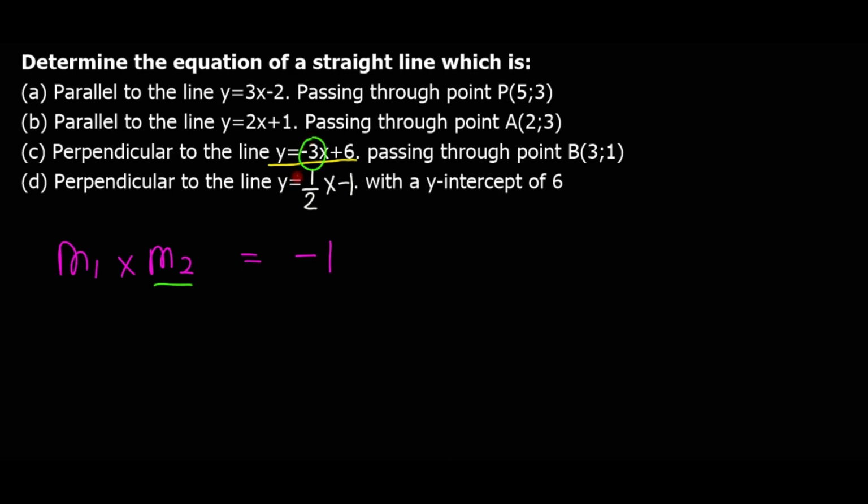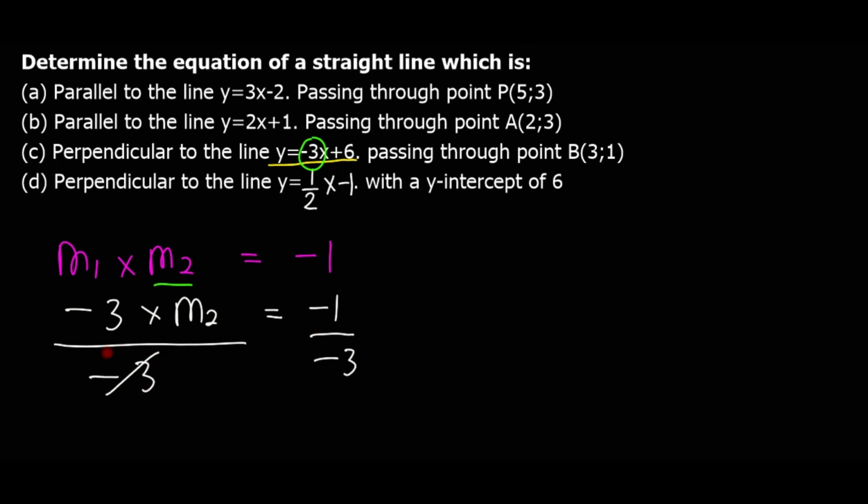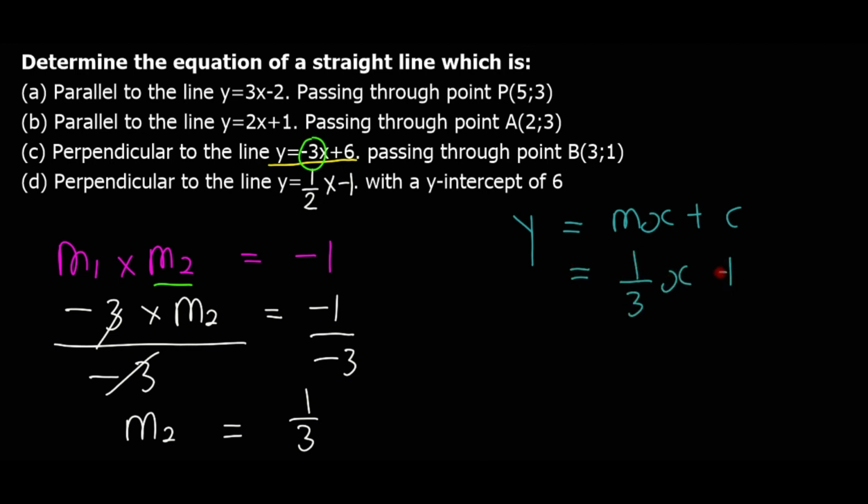They gave us that this one, which is negative 3, is perpendicular to this one. So if this is negative 3 and then times m2 is equal to negative 1, from there to find m2 I divide both sides by negative 3. So this one and this one cancel, and m2 is equal to 1 over 3. So from there I can say y is equal to mx plus c. So my gradient is 1 over 3 x plus c.